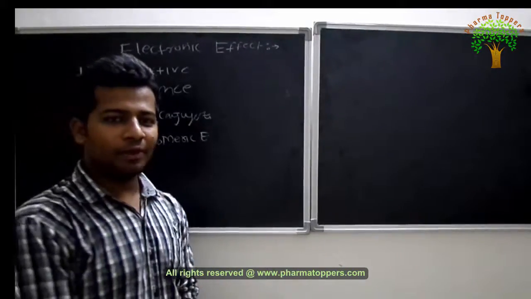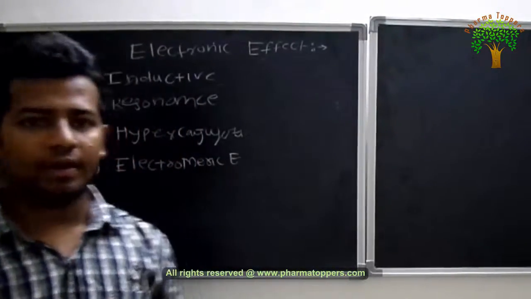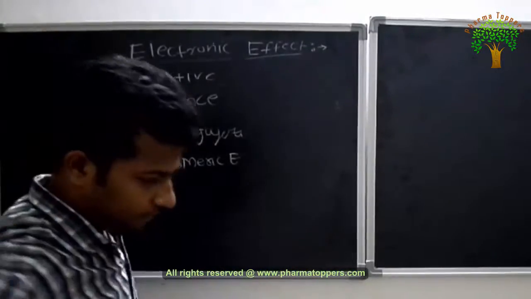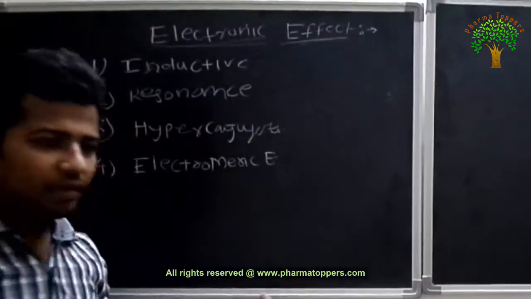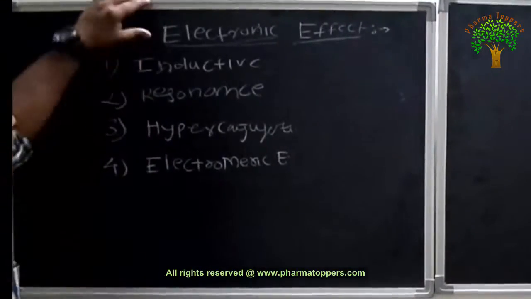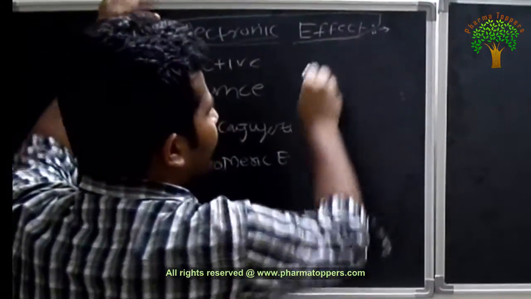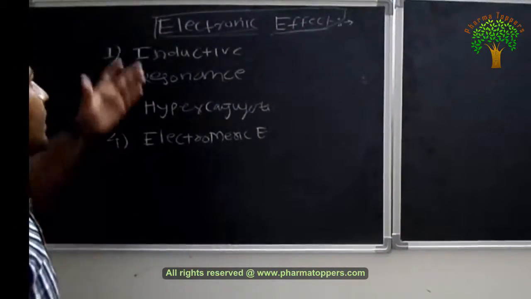Myself Vadi Rahul, and today we will see the basic chapters of organic chemistry, that is the electronic effects. This is the very basics and it is called as simple. Actually it is the base which we require for each and every reaction to predict the products.